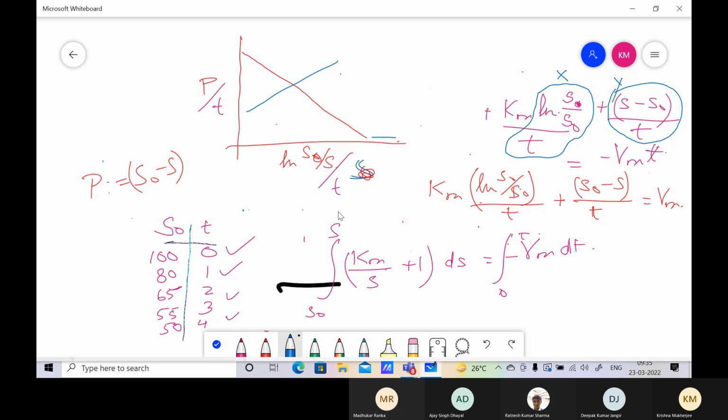And what is the y-axis intercept and what is the x-axis intercept? So this slope is minus Km. Vm would be the y-axis intercept. Will it be positive here? Vm? Yes, sir. Okay. So Vm is the positive y-axis intercept. And what is the x-axis intercept?